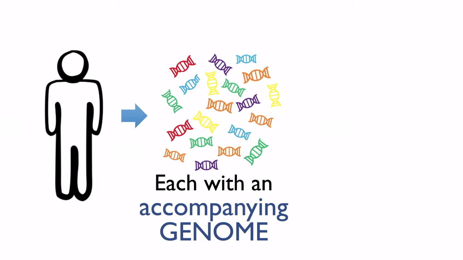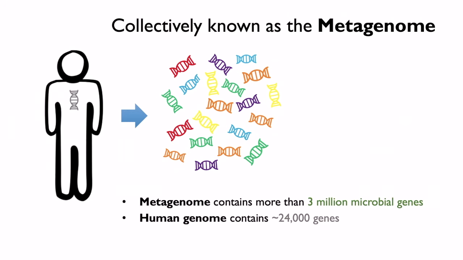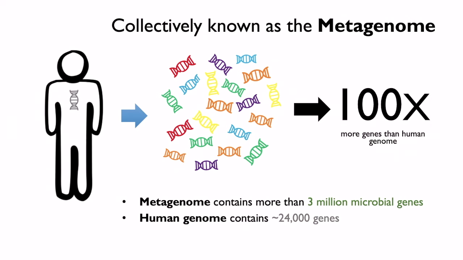If you think about all of these genes collectively, we refer to this as the metagenome. I'm throwing lots of terminology at you now, I know. But metagenome, basically the mass of all these genes. It's been estimated that there are 3 million different microbial genes in the metagenome. The human genome is around 24,000 genes. So anyone that's good at maths can work out that that is about 100 to 150 times more genetic information, or genes, in the metagenome than the human genome. That's a huge amount of extra information.